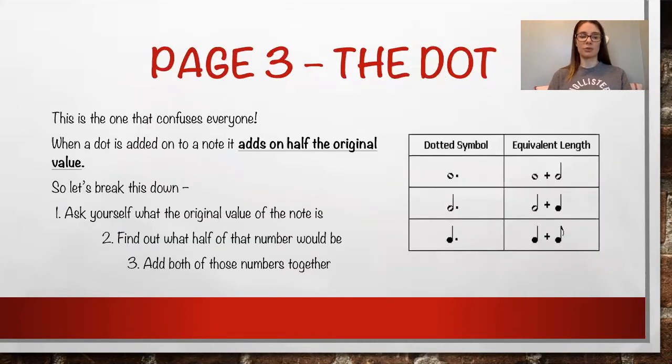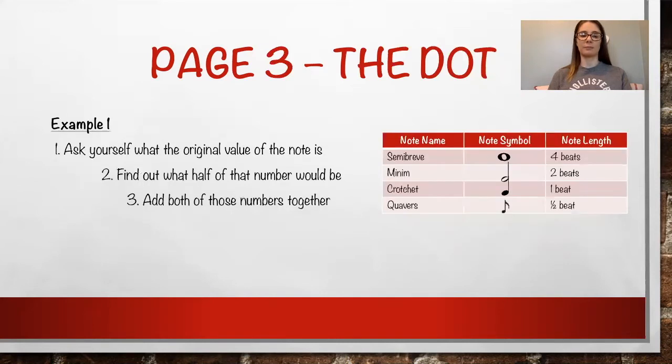Page 3, the dot. This is the one that confuses everyone. When a dot is added onto a note, it adds on half of the original value. There are 3 steps that we must take in order to break this down. Number 1, ask yourself what the original value of the note is. Number 2, find out what half of that number would be. And number 3, add both of these numbers together. Don't panic, we'll go over some examples together.